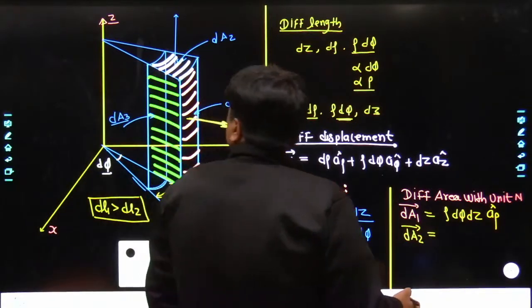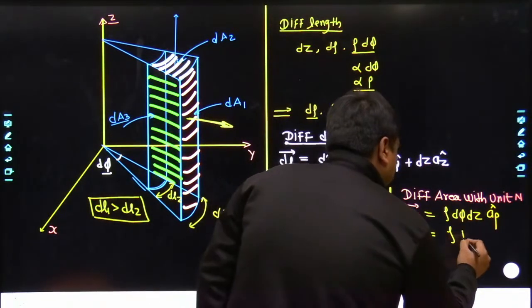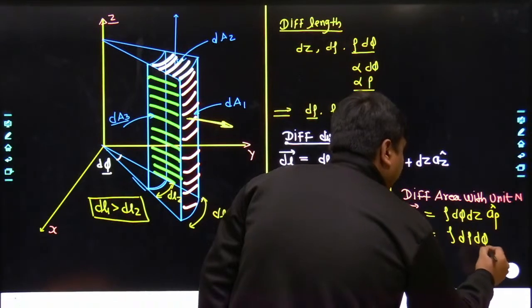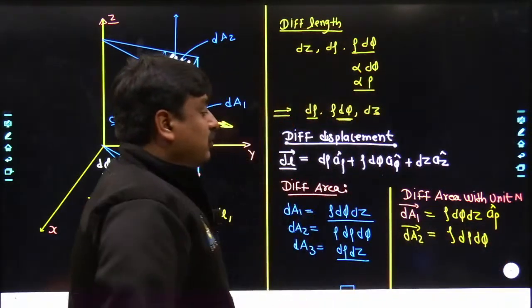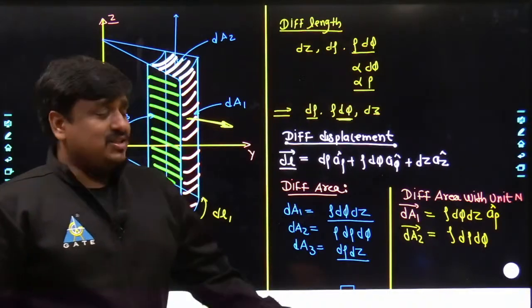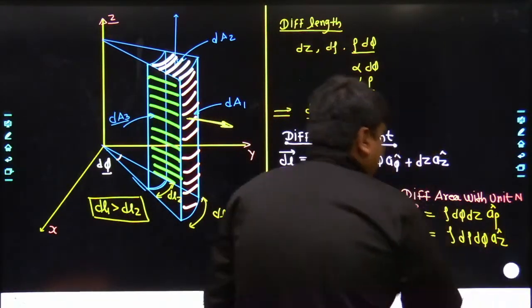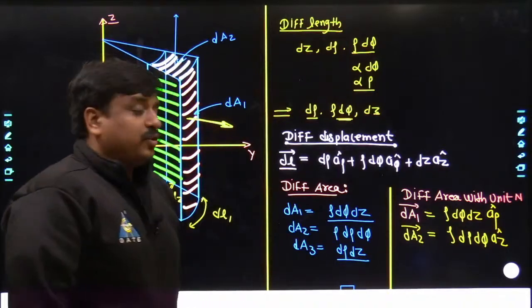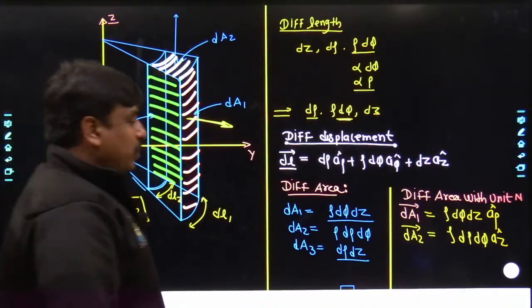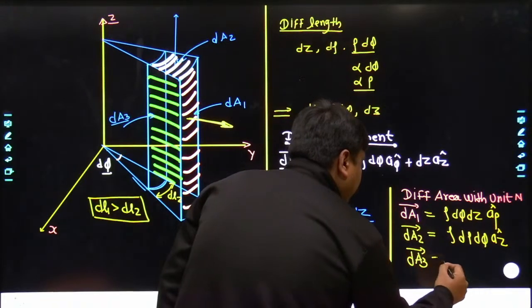So here I can say it simply equals rho d phi, and you can see very well there were differential changes over rho as well as phi, but there was no change in z, and hence the unit vector would fall in the direction of Az cap.